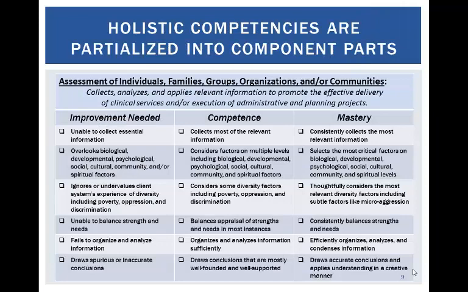For each of these 12 holistic competencies, they're broken down into items, and you need to think about these items with respect to your student, and based on the observable indicators, do you feel that improvement is needed, that they're essentially competent for an MSW student level, or they demonstrate exceptional mastery?